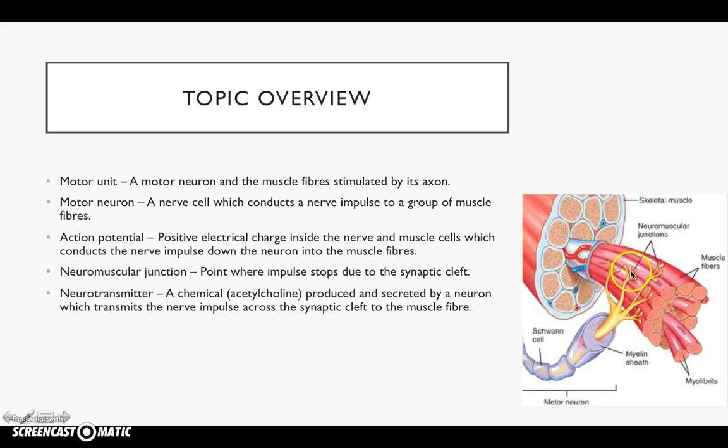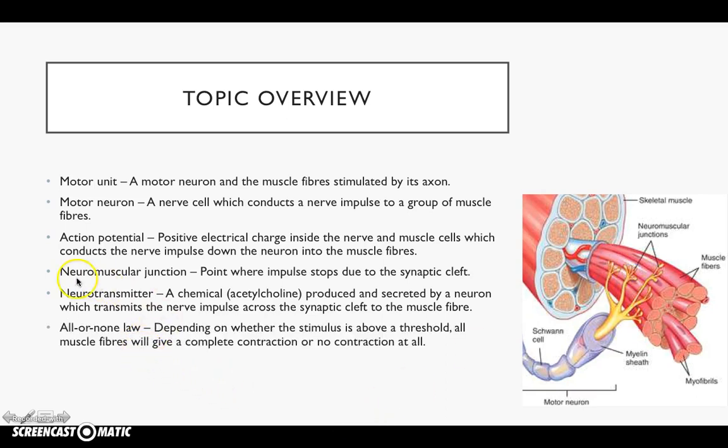So imagine a car junction. Imagine you come up to a set of traffic lights, you have to stop at that junction. The neurotransmitter for us in a car is a green light. The green light turns on, we go. So the neurotransmitter in this section is acetylcholine. So the nervous impulse comes down the axon, stops at the neuromuscular junction, acetylcholine is secreted, and we pass the gap.